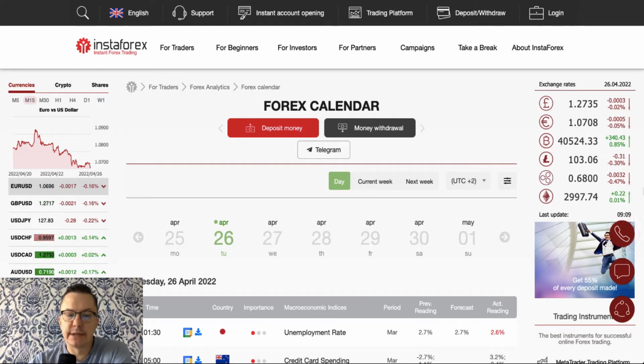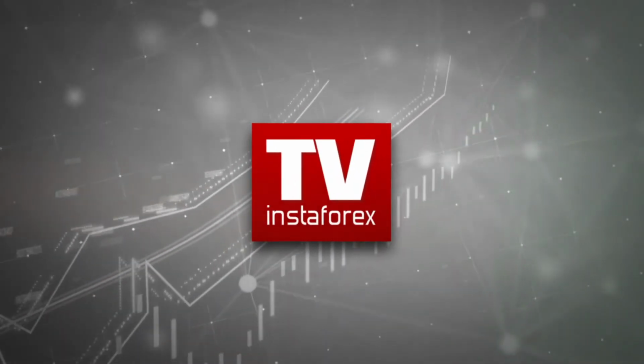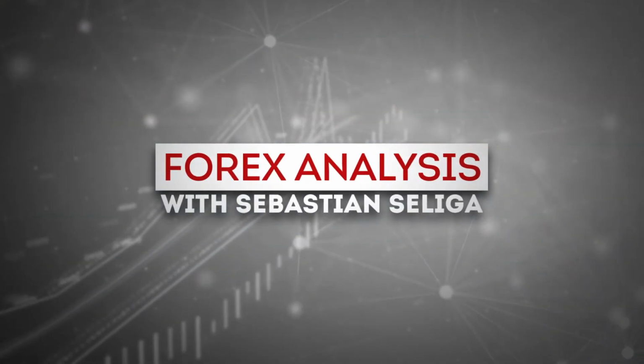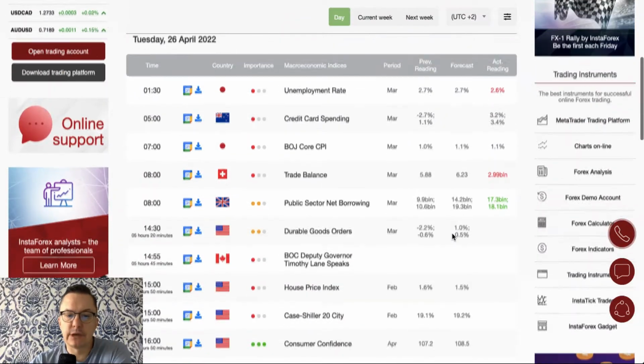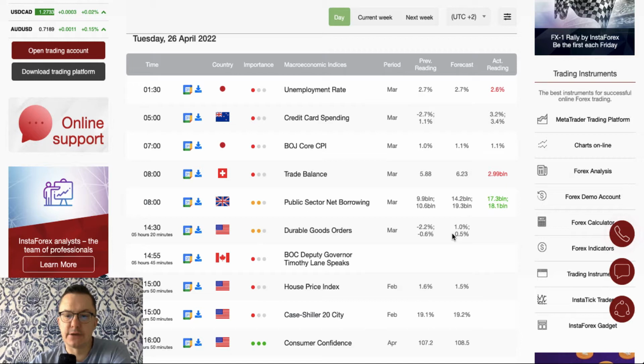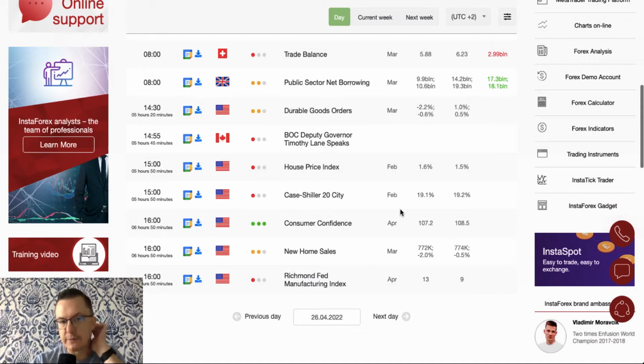Today is Tuesday, April 26, 2022. Let's take a look at the Forex calendar. During the London session, we don't have too much data scheduled for release. We've got the Bank of Japan core CPI, trade balance, and public sector net borrowing from the UK. However, none of this data is really a market mover.